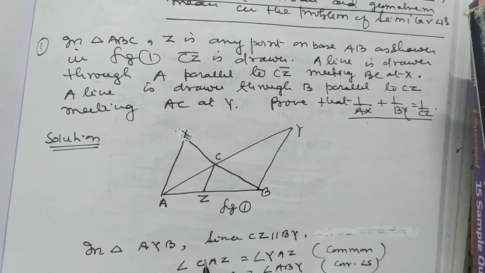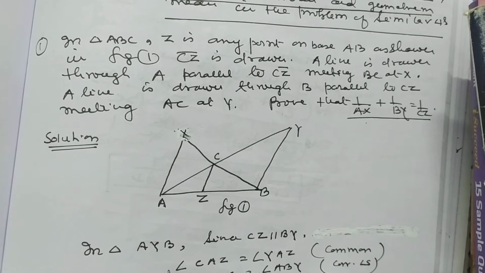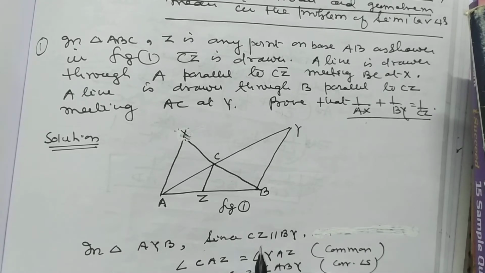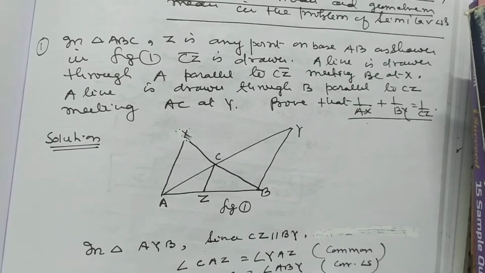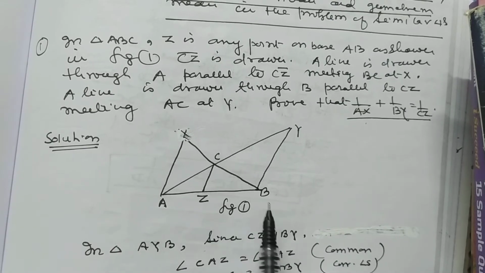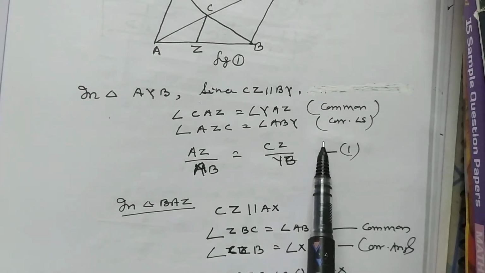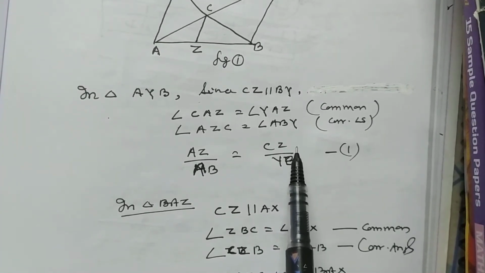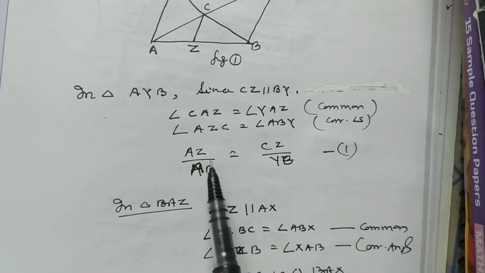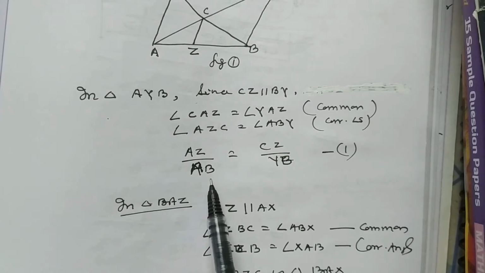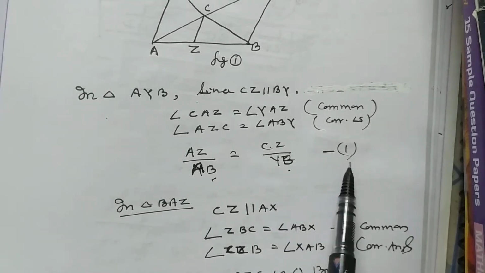So here it is clear that in triangle AYB, CZ is parallel to BY. So triangle AZC and ABY both are similar. Therefore AZ by AB is equal to CZ by YB.